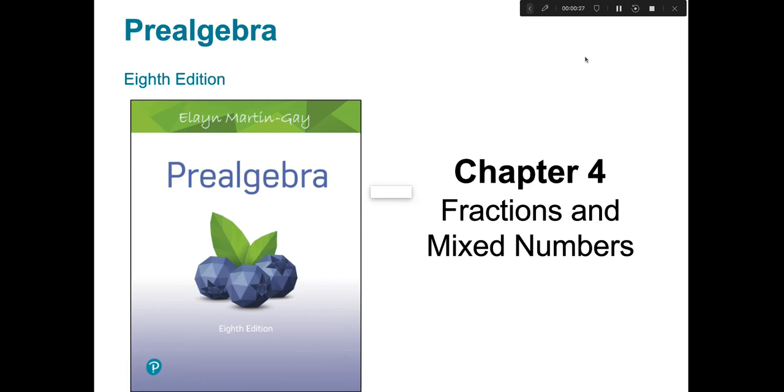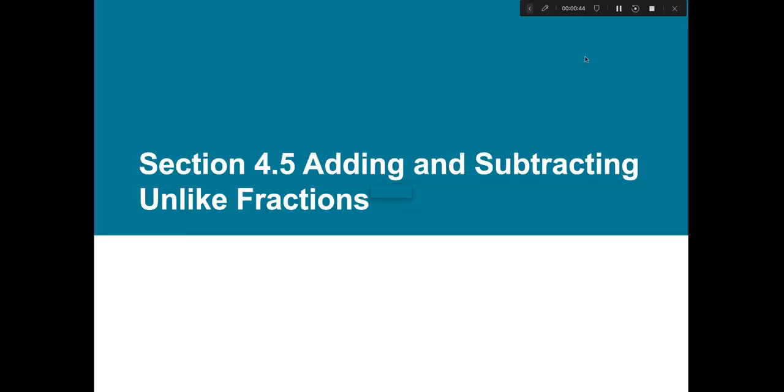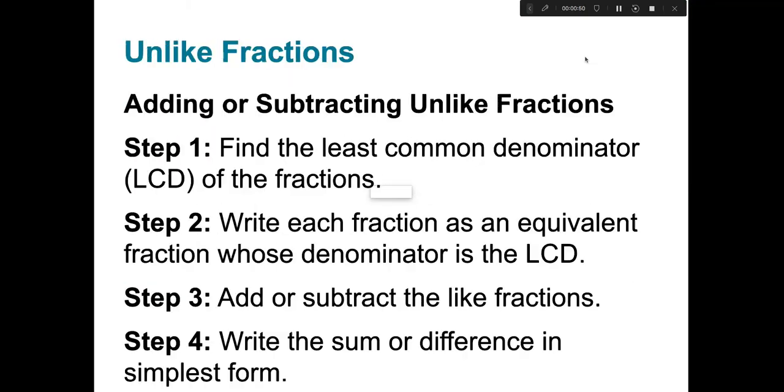So the last 2 days we have worked on adding and subtracting fractions, and those fractions have all had the same denominator, so we haven't had to work too hard. Should have been pretty easy. However, today's assignment is where we add in those unlike denominators. Okay? So, in today's assignment, we will be working on getting that common denominator so we can add and subtract.